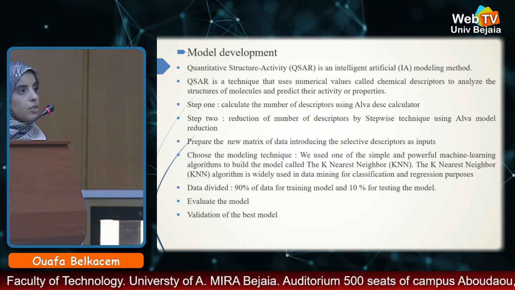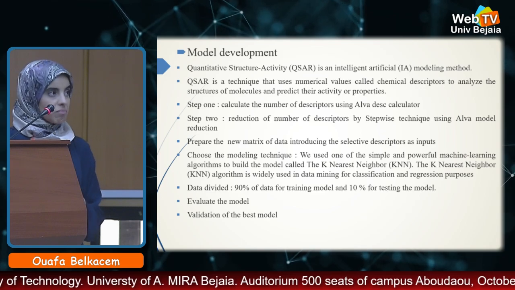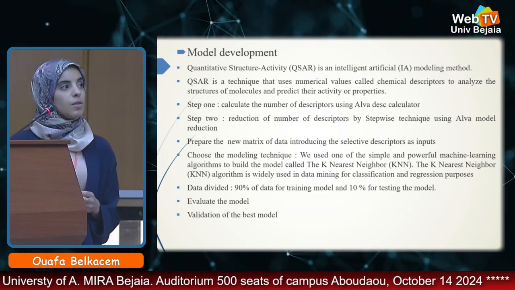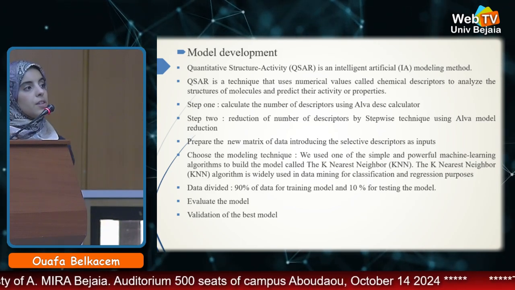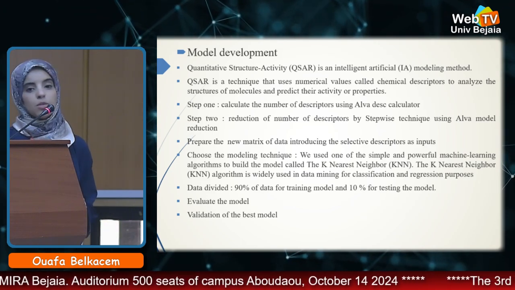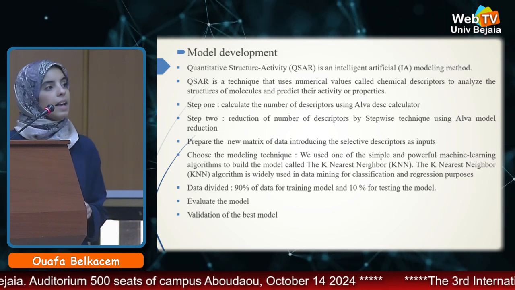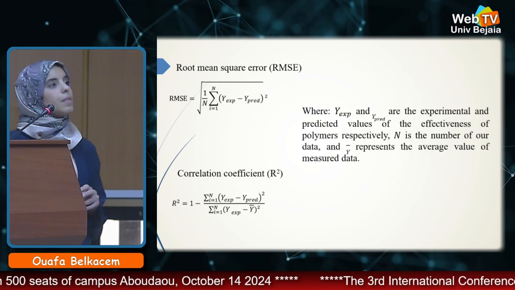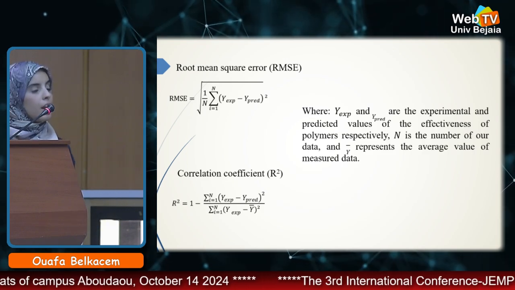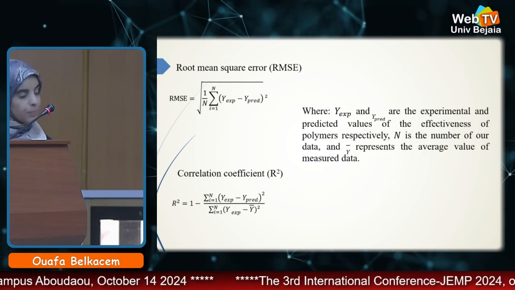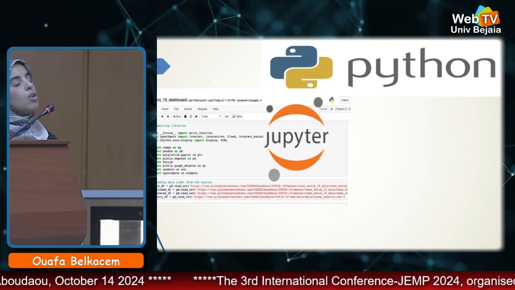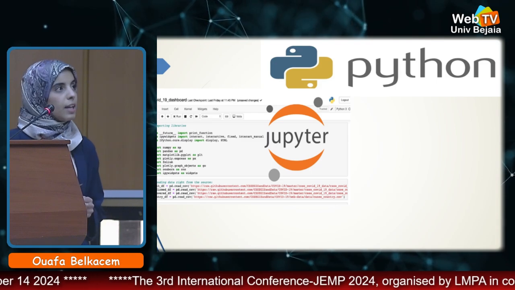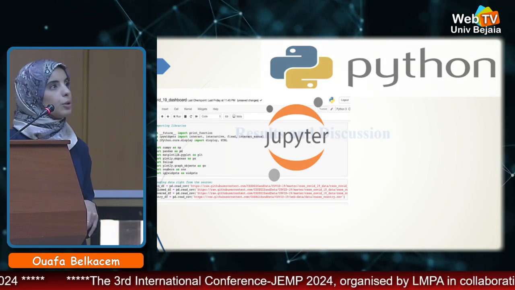The data is divided. In this study, we used 90% of the data for training the model and 10% for testing the model. We evaluate the model. After that, we validate the best model, which gives the highest result with minimal errors. The errors measured in this study are the root mean square error and the correlation coefficient. The modeling of this study used the Python language and Jupyter Notebook.